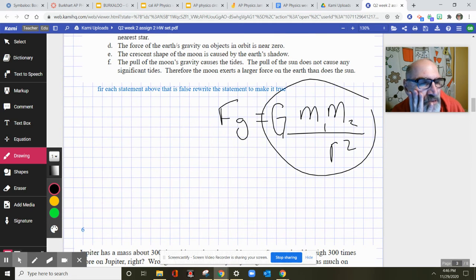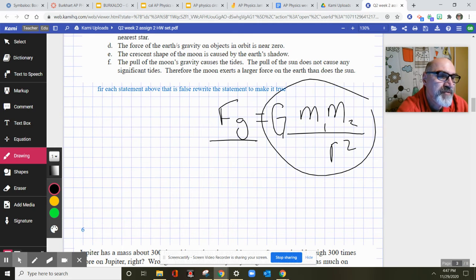All right, so F, the pull of the moon's gravity causes tides. Okay, that statement is true. The pull of the sun does not cause any significant tides. That is probably true. I think it's true. It sounds true. Therefore, the moon exerts a larger force on the Earth than does the sun. Now, I'm sure that's false.